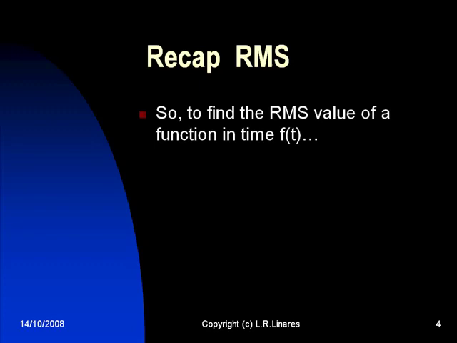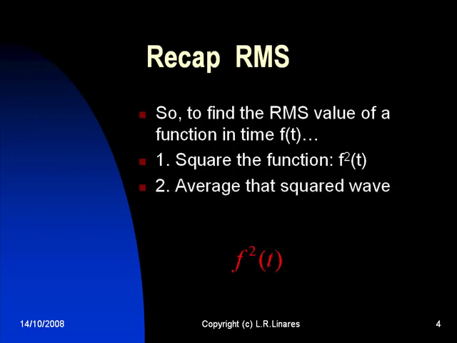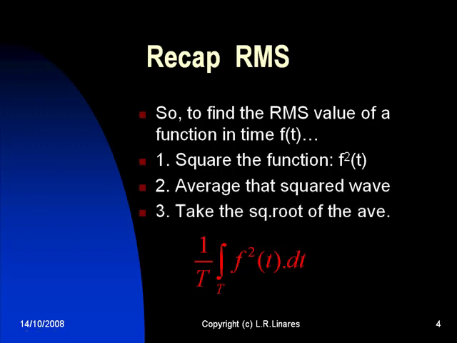Let's recap. To find the RMS value of a current or a voltage or any function of time, f of t for that matter, this is what we do. We square that function of time like so. And then we find the average or mean of that squared wave like so. We integrate it over a period T, and then we divide the whole thing by the size of a period T. And after that, we take the square root of that average like so. That is the RMS value of the function of time, f of t.